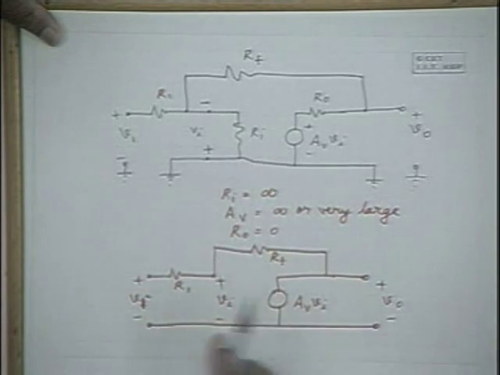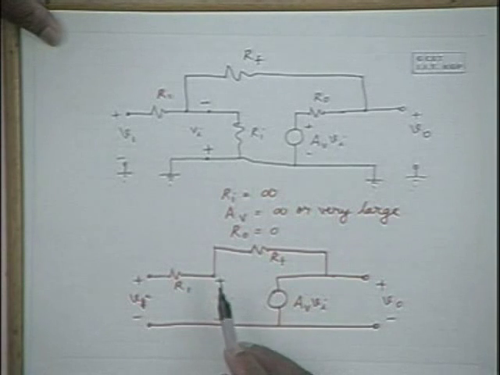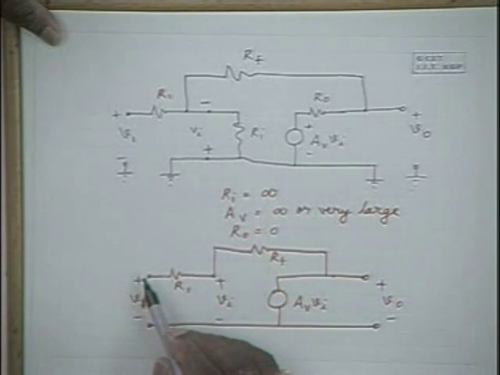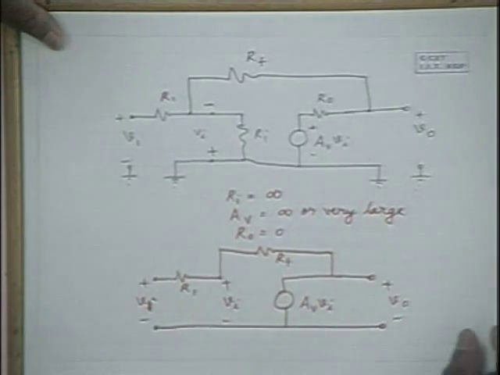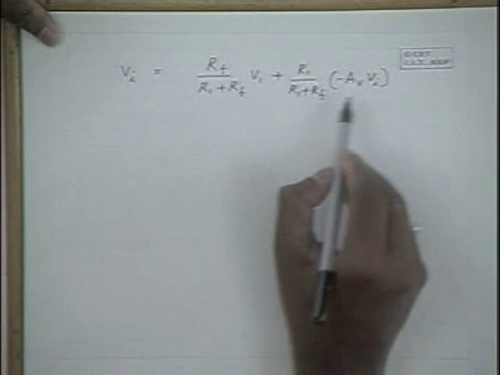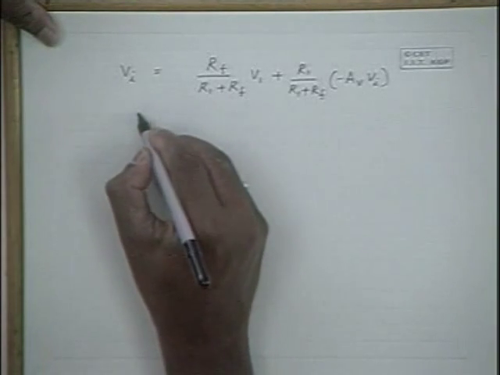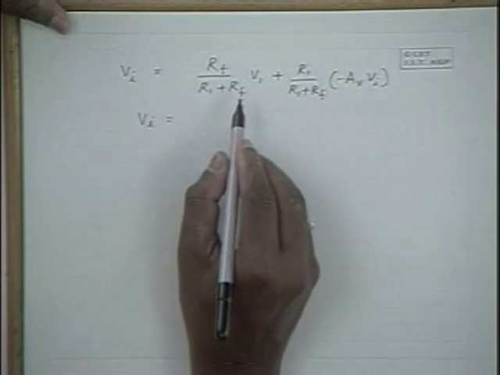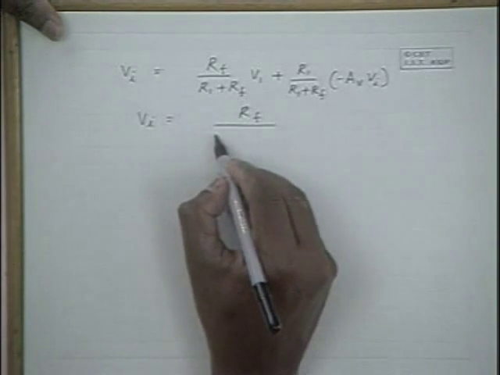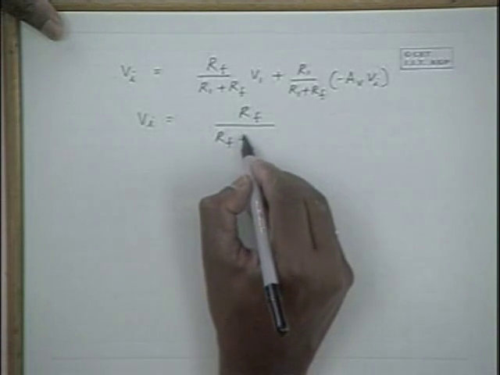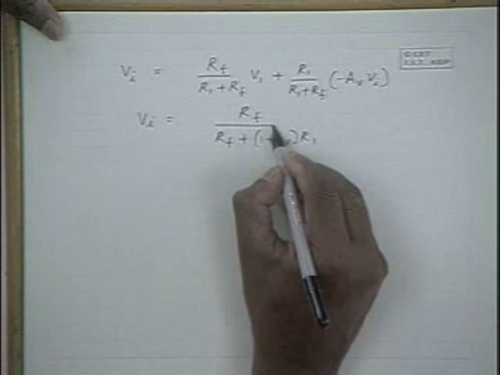What I am using now is the superposition principle, that is finding the Vi when this is present and this is shorted, and when this is present and this is shorted. So you get the input voltage like this. From this, Vi can be obtained as a function of V1 in this fashion. It is equal to RF by RF plus 1 plus AV into R1, into V1.